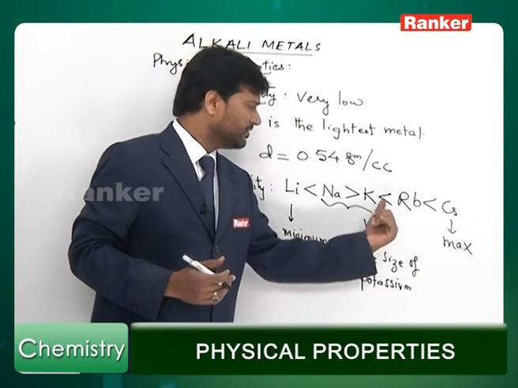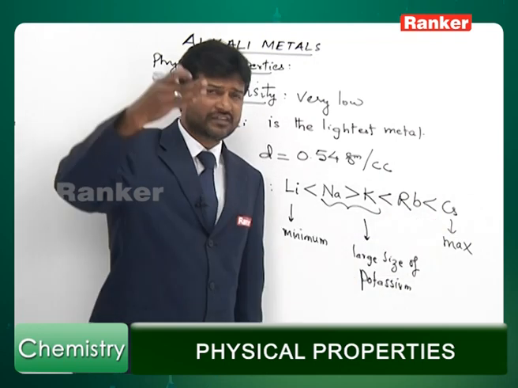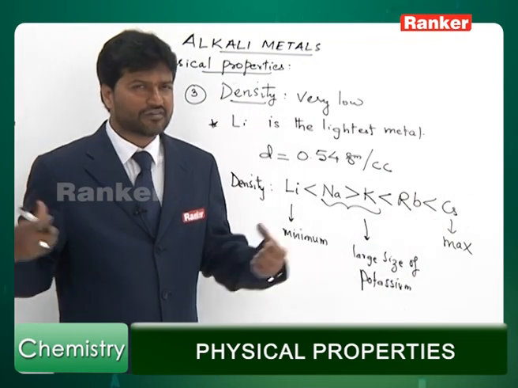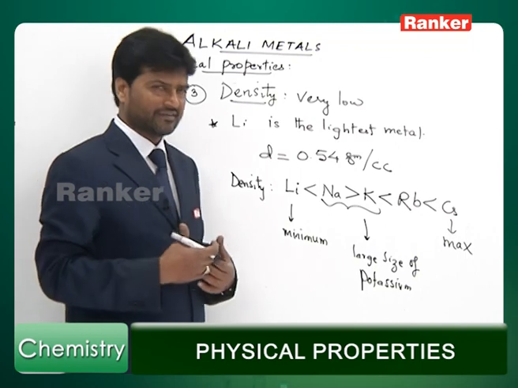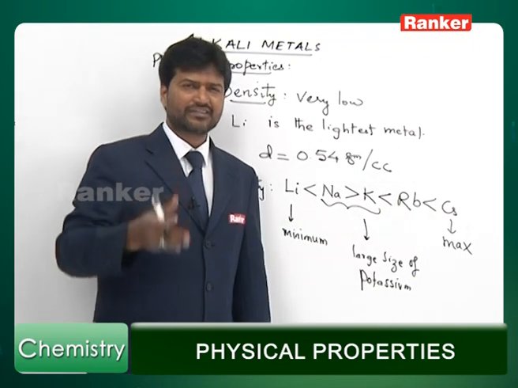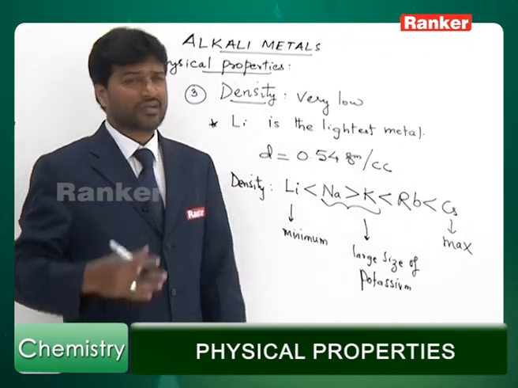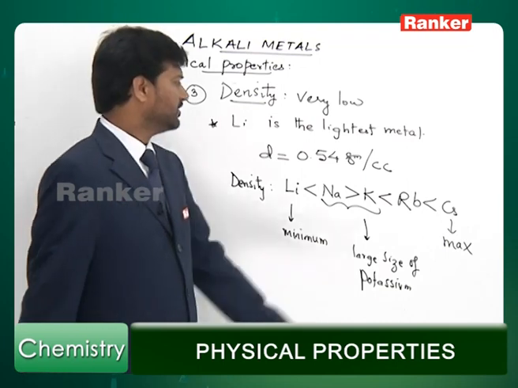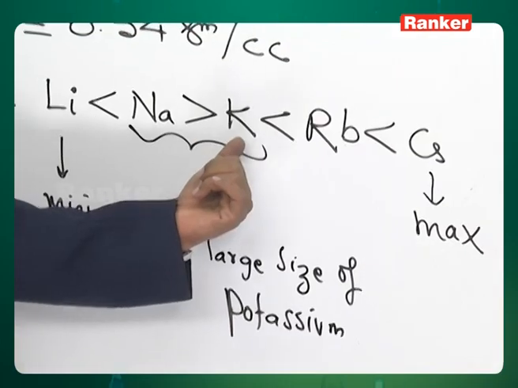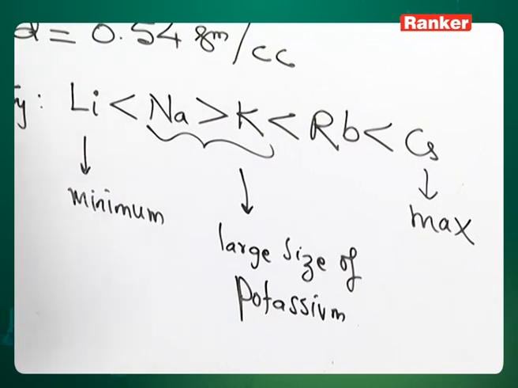Whereas, on going to the next two elements, density is constantly increasing. It is because of d orbital contractions which take place. Due to that, size does not increase much and mass increases considerably. So, density of potassium is less than sodium. This is one point we need to remember.